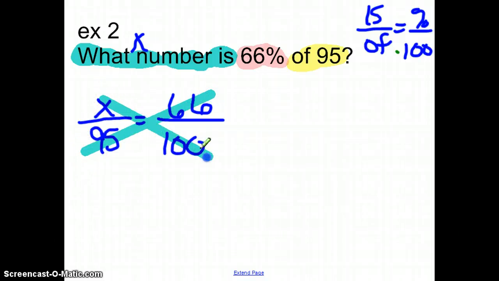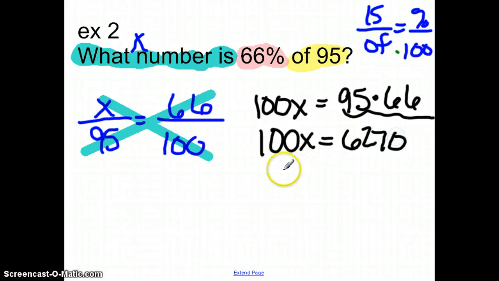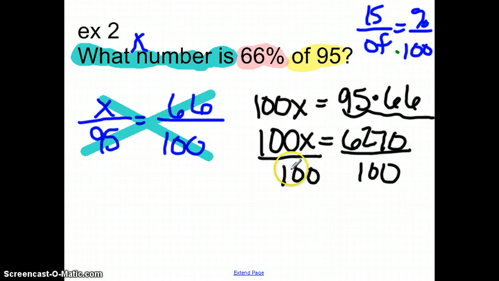Now again, my job is to cross multiply. So X times 100 would be 100X. And then the other direction, it's 95 times 66. So if I take that 95 times 66 is 6,270. If I were to divide by 100, those would cancel. And it would be 62.7.